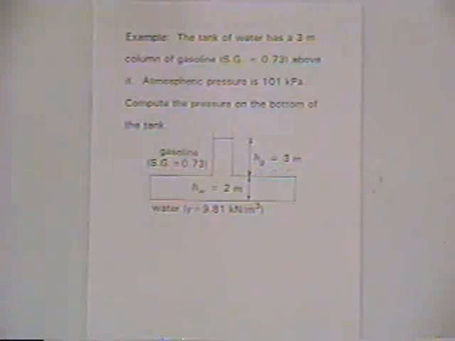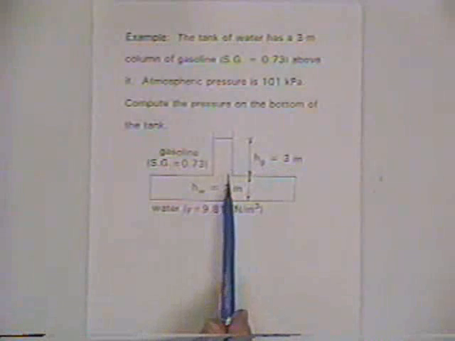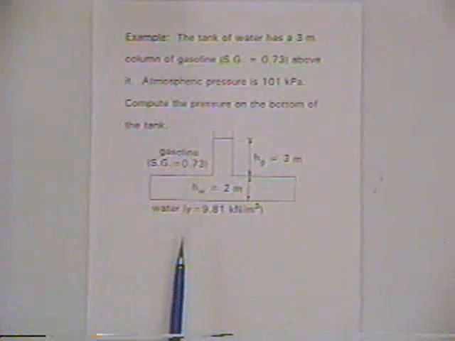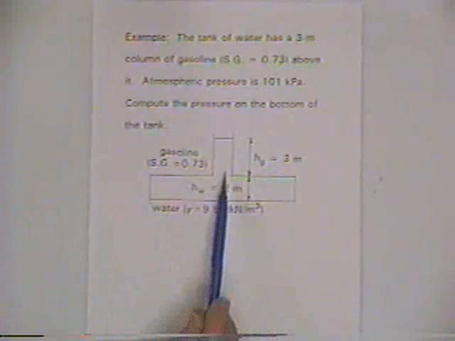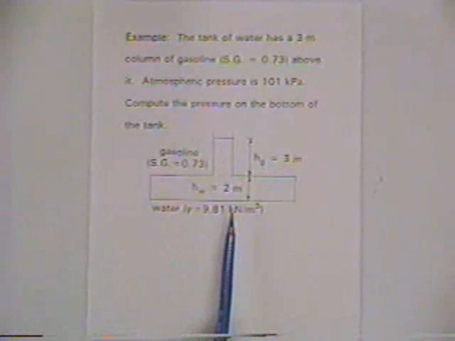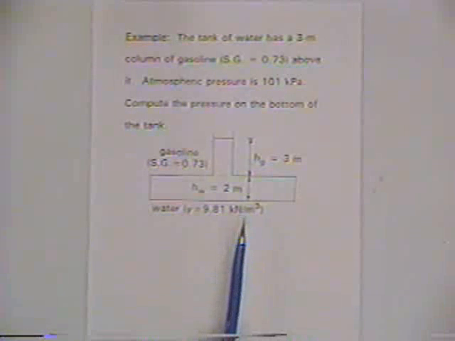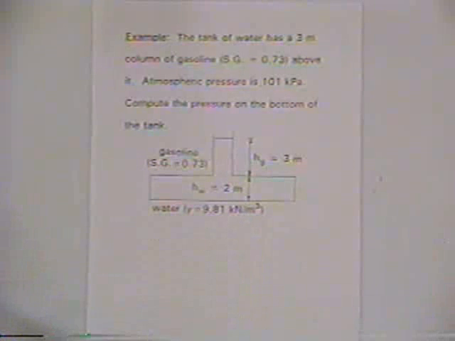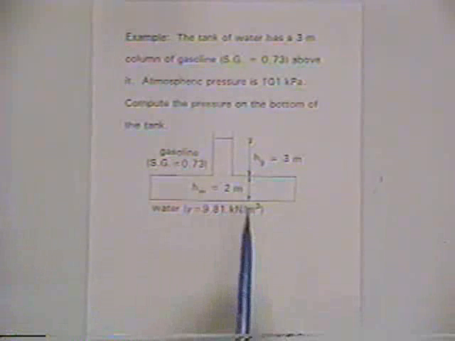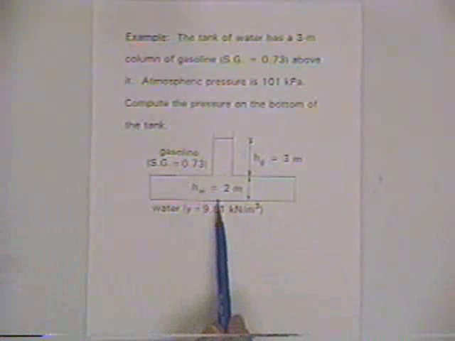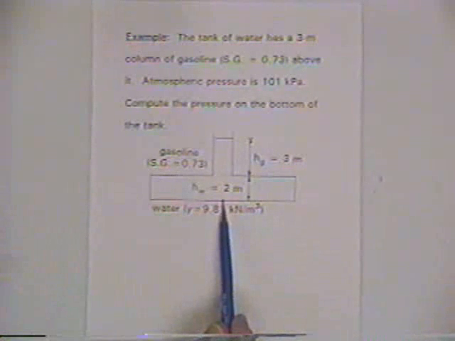As another example, same thing, except we've got one fluid on top of another. And in this case, we've got gasoline floating on top of water. And so the tank has a 3-meter tall column of gasoline, and we want to compute the pressure at the bottom of the tank. So 2 meters of water, 3 meters of gasoline on top of that. We're interested right here on the bottom, what's the pressure?